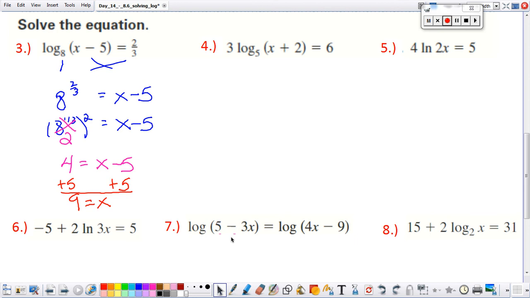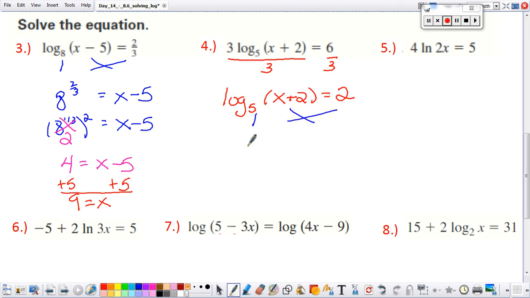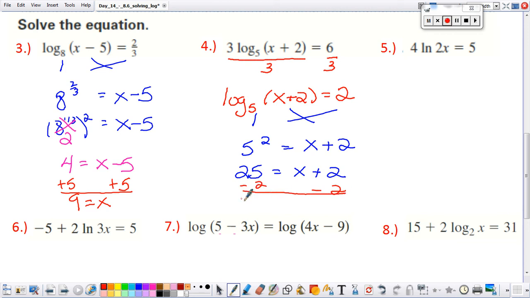Okay, so for number 4, we need to isolate the log expression. So I'm going to divide both sides by 3. 6 divided by 3 is 2. Now that the log is isolated, we're going to convert to exponential. 5 squared equals x plus 2. 5 squared, that's 25. Our last step, subtract 2. So our answer is 23. X equals 23. That will work. This will be positive. That's okay.